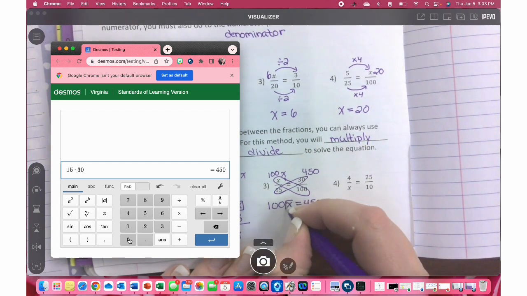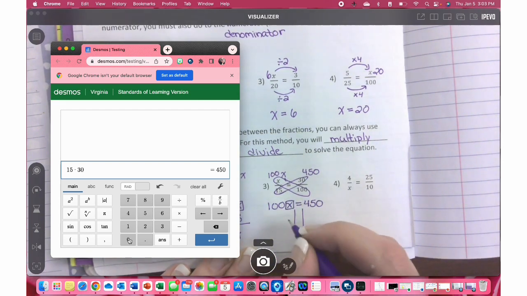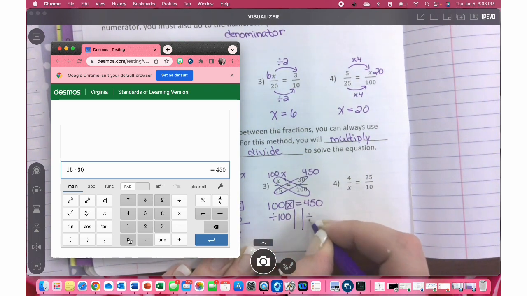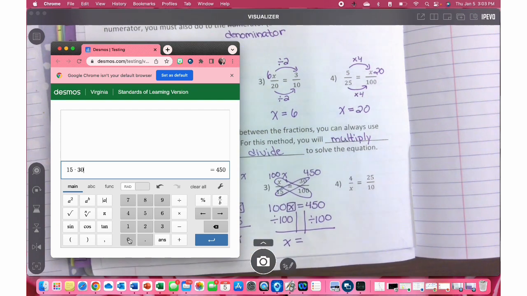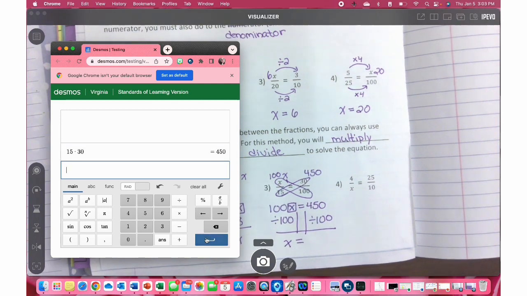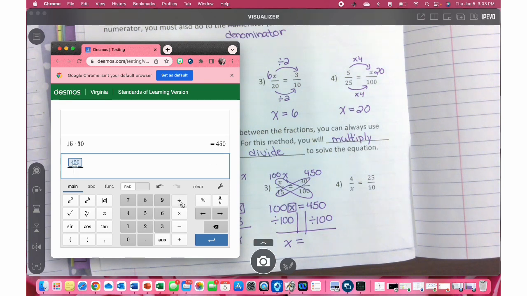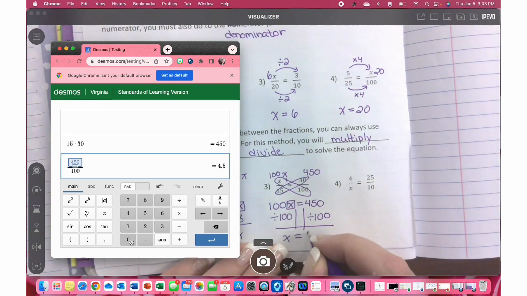So I box in my variable. To get the x by itself, I'm going to divide by 100 on both sides. And dividing by 100 is the same as just moving your decimal point 2 places to the left. So if I have that 450, I divide that by 100, it would just be 4.5. So x is equal to 4.5.